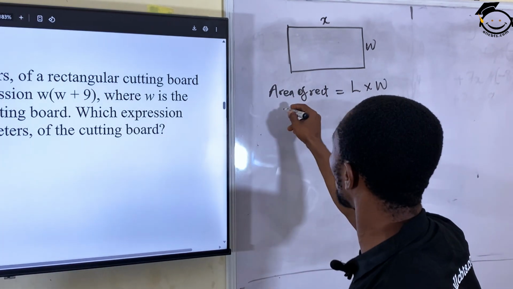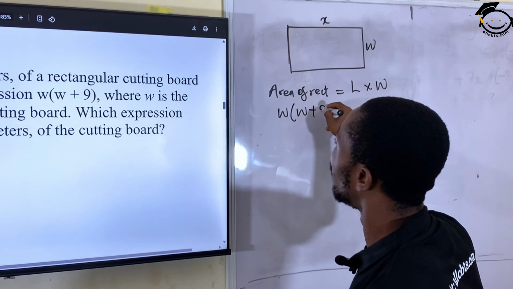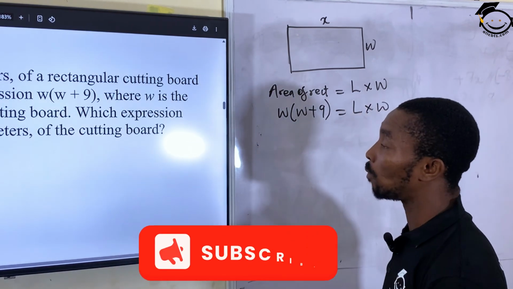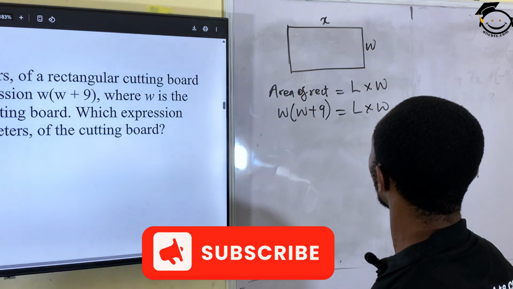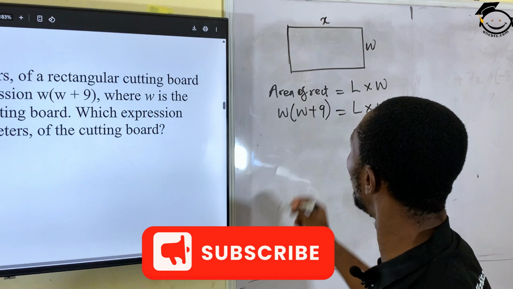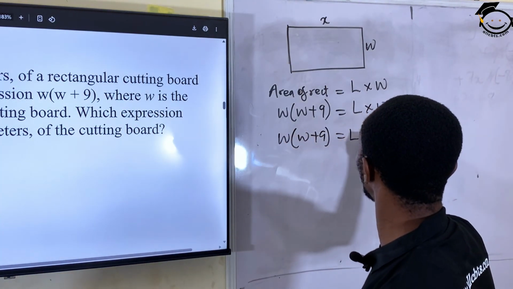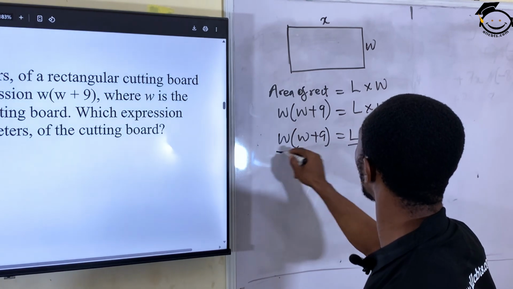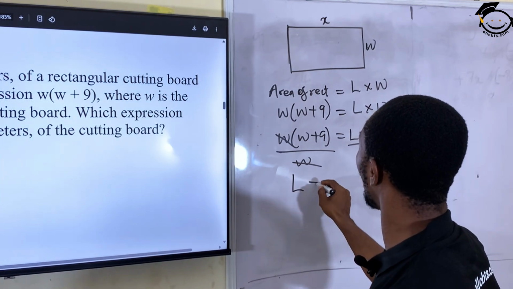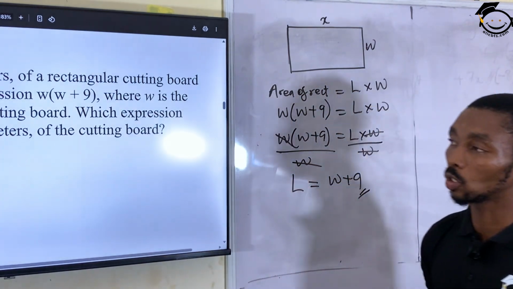In this case, they've told us that the area is W brackets W plus 9, which is length times W. Now, knowing that our W is on both sides, we can divide both sides by W. This becomes W plus 9 equals length times W all over W. This cancels this cancels this. So our length will be W plus 9, which is our option D.